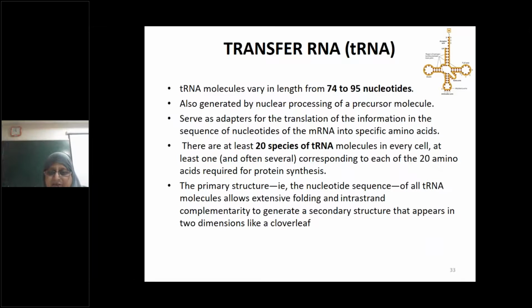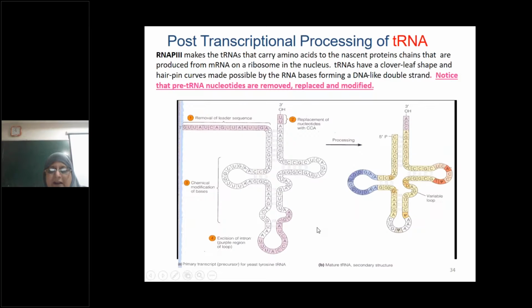And the primary structure of this transfer RNA allows extensive folding and intrastrand complementarity to generate a secondary structure that appears like a clover leaf. Now, what are the post-transcription modifications of the transfer RNA here? The enzyme responsible for synthesis of transfer RNA is RNA polymerase 3. They make the transfer RNA that carries the amino acid to the nascent protein chains produced from messenger RNA on a ribosome. They have a clover leaf shape and hairpins made possible by the RNA bases forming a DNA-like double strand.